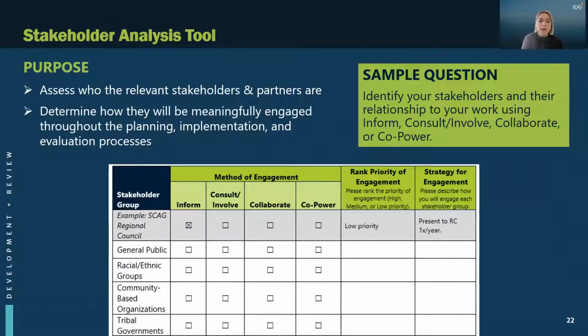So next we have the stakeholder analysis tool. The stakeholder analysis tool aims to assess who the relevant stakeholders and partners are and ask how they'll be meaningfully engaged throughout the project, throughout both the planning, implementation, and evaluation processes. The tool walks the user through the stakeholder identification, prioritization of those stakeholders, and then developing an engagement strategy.